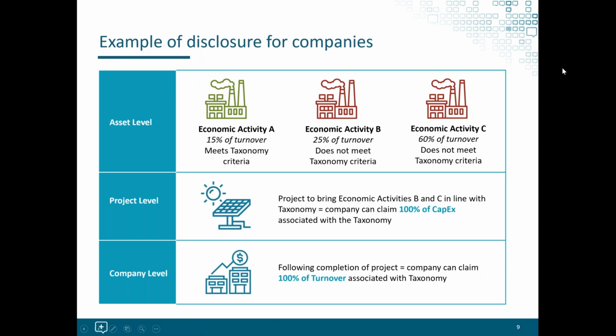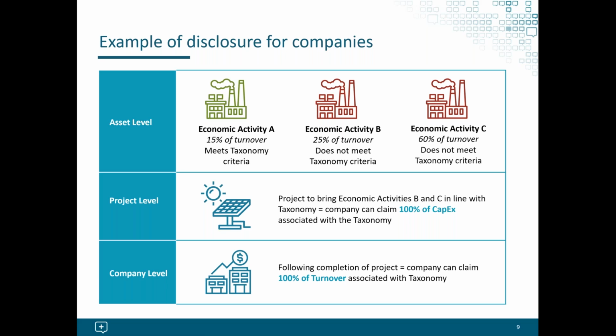So here we have an example of company disclosures broken down by level, which we've taken from TEG's technical annex. At the top, you can see the asset level and 3 examples of economic activities. So we have economic activity A, which meets the taxonomy criteria, and economic activities B and C, which don't. Reporting at the asset level, the company would need to specify that 15% of its turnover meets the taxonomy criteria, and the other 85% does not.